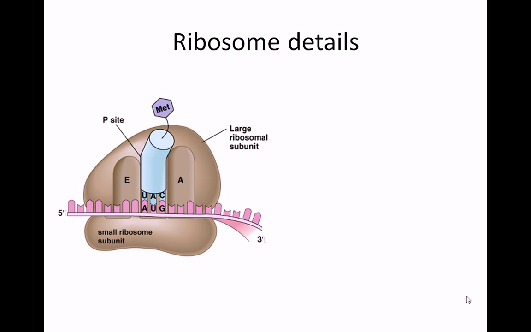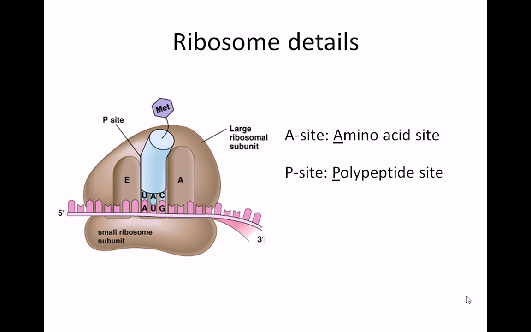Ribosomes are the protein-making machinery of the cell. There are 3 sites in the ribosome that are involved in protein synthesis. The A site is the site for an incoming tRNA with an amino acid. The P site is for the tRNA holding the growing polypeptide chain. The E site is the exit site, where used tRNAs can exit the ribosome.